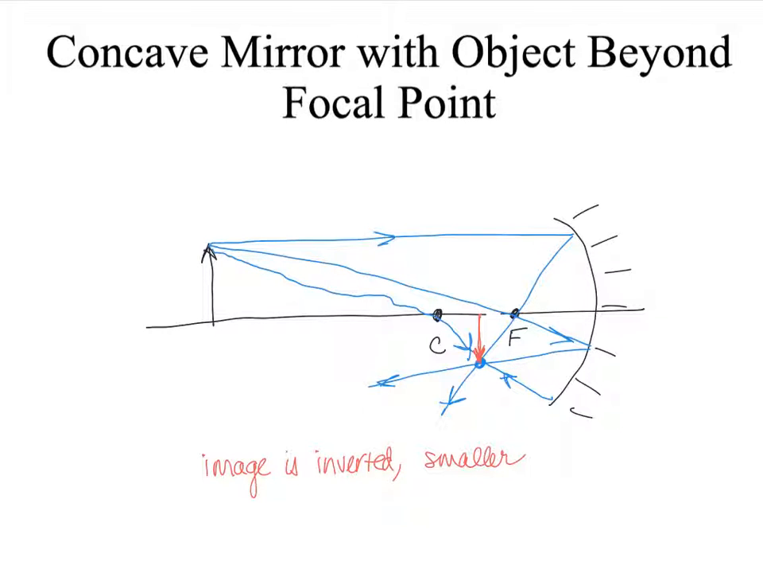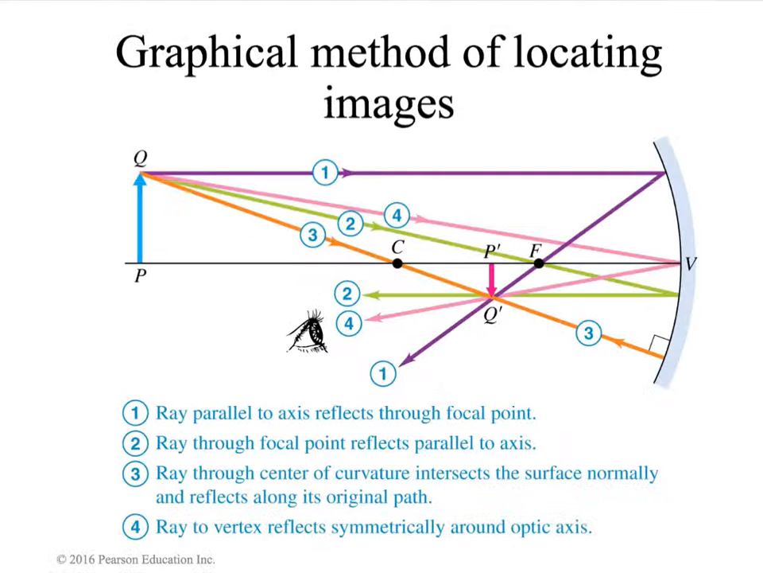Let's look at the ray diagram from your book. It's a little bit better. And you see all four rays, because they drew better, and they probably had some help. Everything intersected right at this point. You see the image, it's upside down, and of course it's a little bit smaller. So that is for the concave mirror, where the object is beyond the focal point.